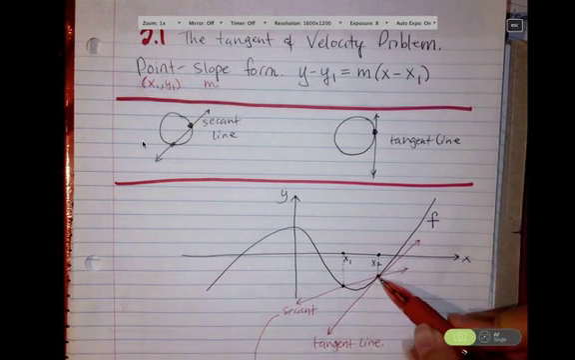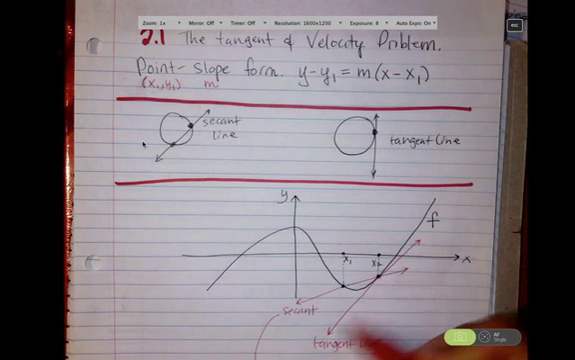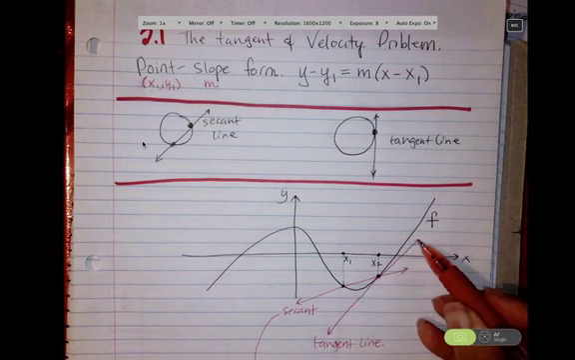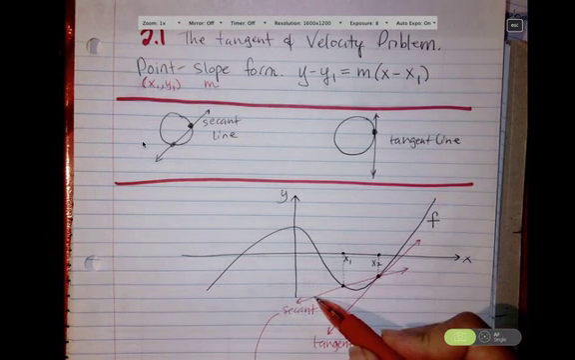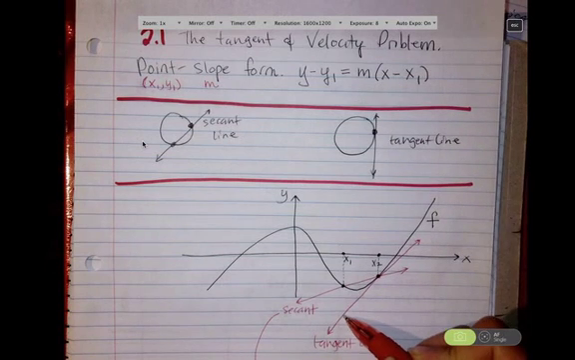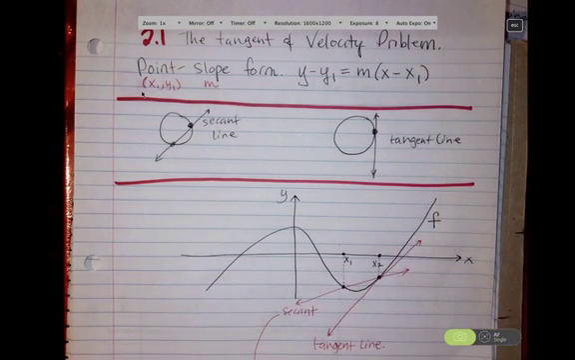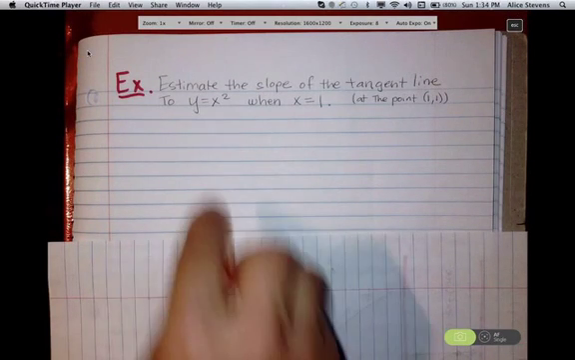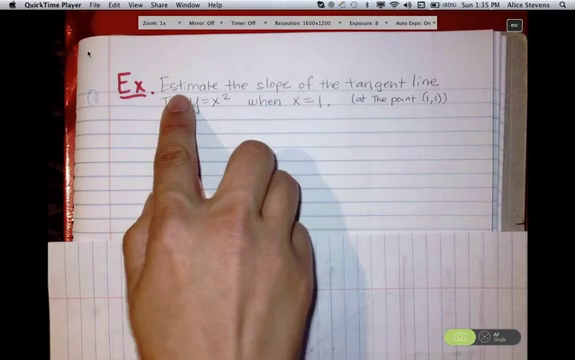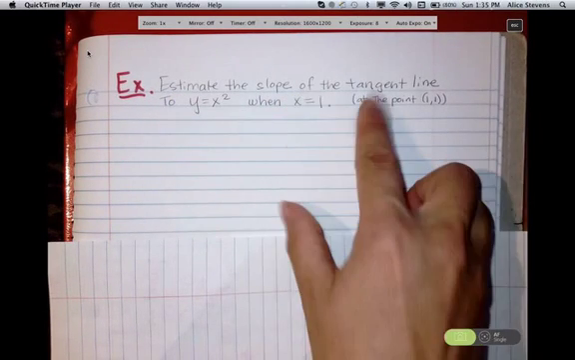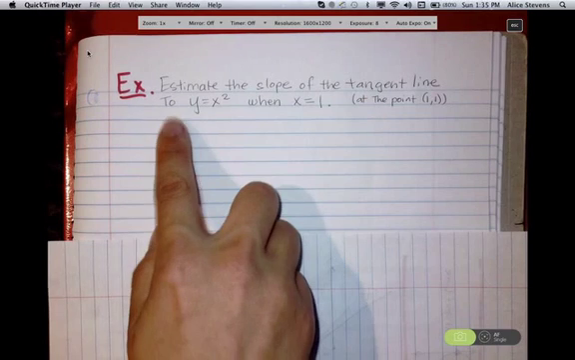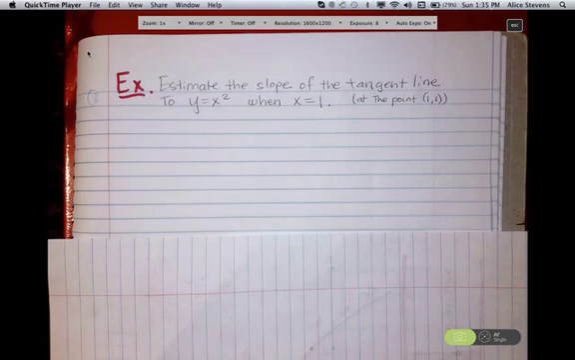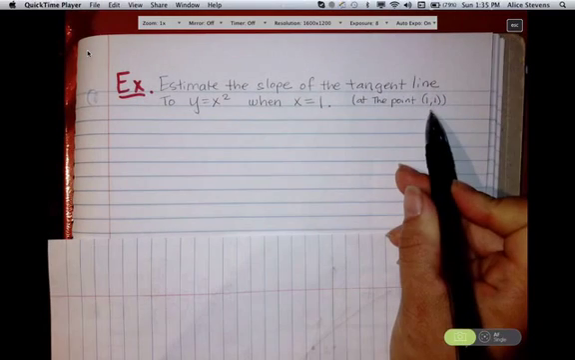What we're going to do is try to estimate the slope of the tangent line, and the way that we're going to do that is we're going to use slopes of secant lines in order to estimate the slope of the tangent line. Okay, so in this example, we're going to estimate the slope of the tangent line to the curve y equals x squared when x is equal to 1. So that means at the point (1, 1).